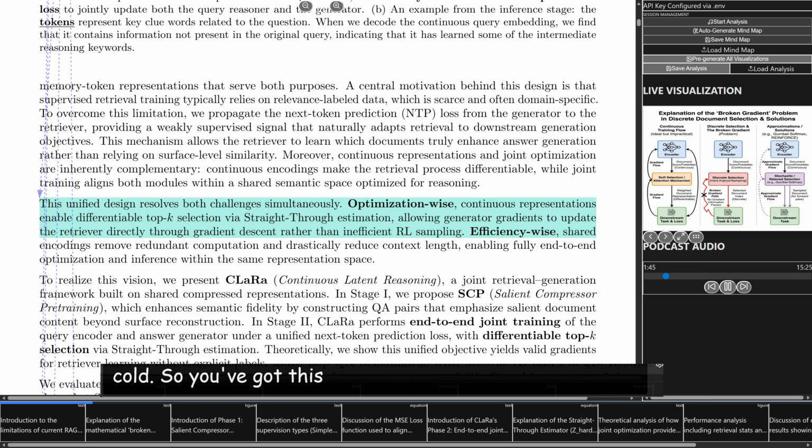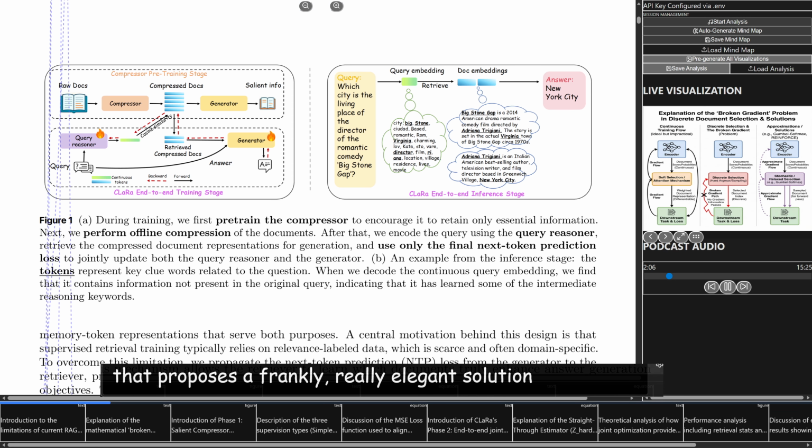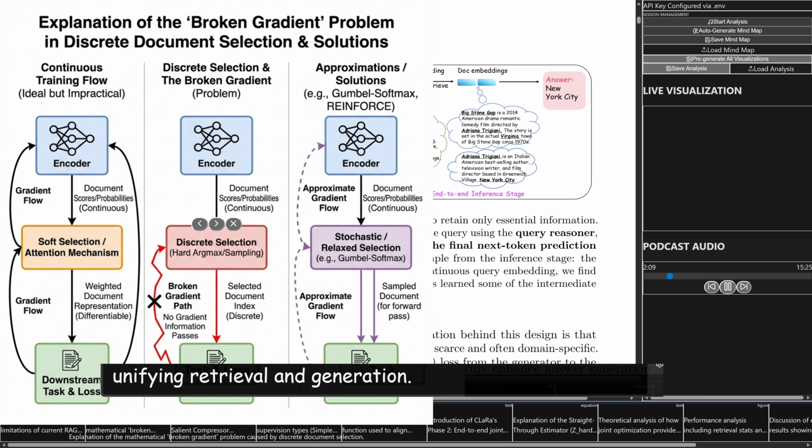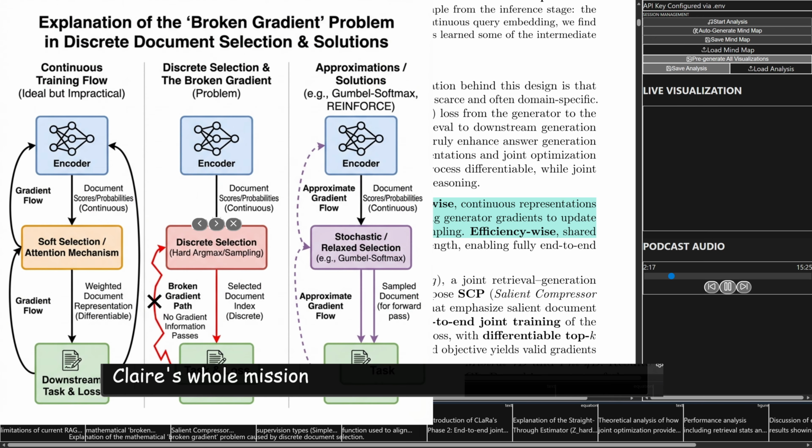So you've got this efficiency nightmare from processing tons of raw text, and you have this hard mathematical wall blocking any kind of real holistic training. And that is what our deep dive is all about today. We're looking at CLaRa, continuous latent reasoning, a new framework from Apple and the University of Edinburgh that proposes a, frankly, really elegant solution. It's about unifying retrieval and generation in a single shared continuous space, allowing for joint, differentiable, and just mathematically sound training. CLaRa's whole mission is to basically dissolve that discrete barrier, making sure the retriever and the generator are speaking the exact same mathematical language so those gradients can finally flow smoothly.